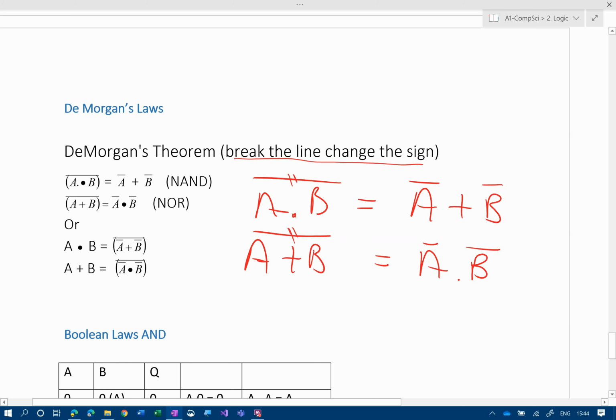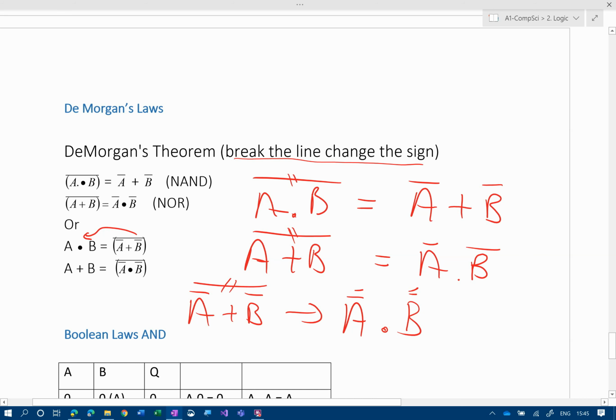The other way of doing it is that if you want to get from there to there, it's not as snappy, but basically you NOT both terms, not everything, and you change the sign. But if you look at this one going in this direction, it does make sense, because if you break the line and change the sign here, you end up with NOT, that becomes a NOT.